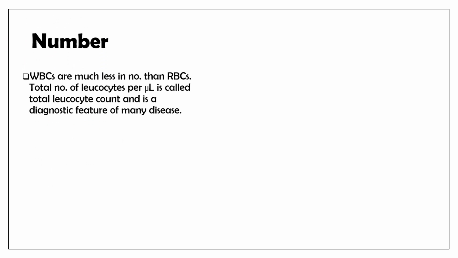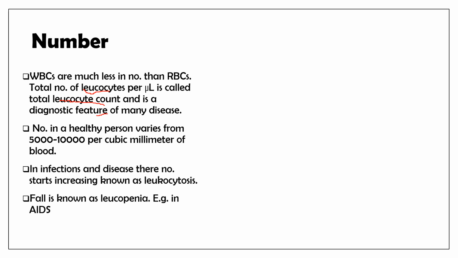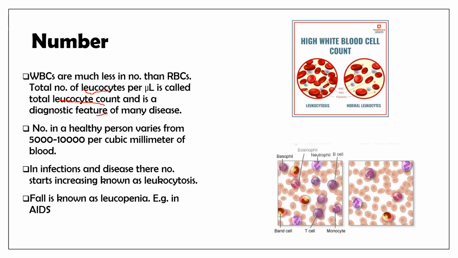Now, let's talk about the number of WBCs in the human body. WBCs are less in number than RBCs, and the total number of leukocytes per microliter of blood is known as the total leukocyte count, or TLC, and it is a diagnostic feature of many diseases. The number of WBCs varies in different persons, and it ranges from 5,000 to 10,000 per cubic millimeter of blood. In infections, the number of WBCs increases, as we can see in this image.